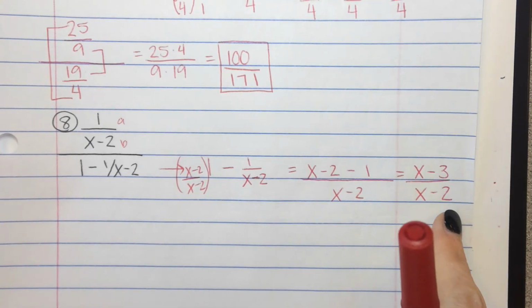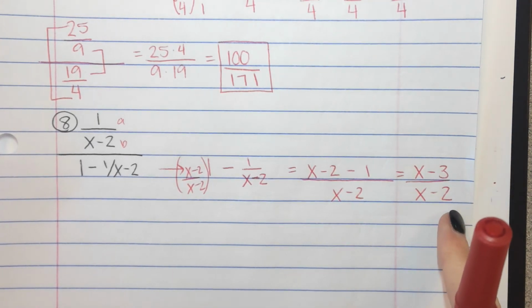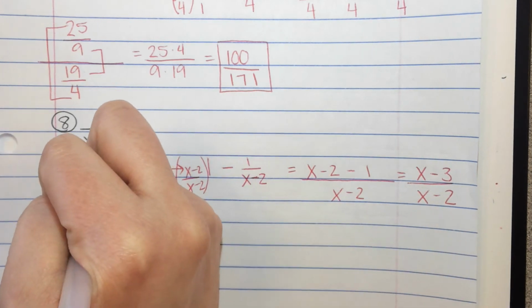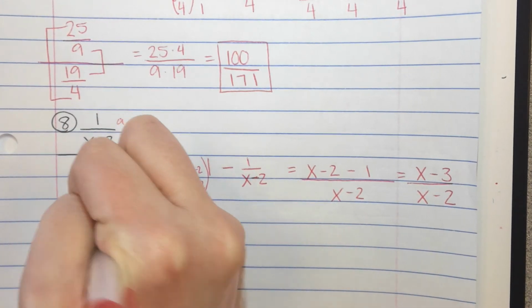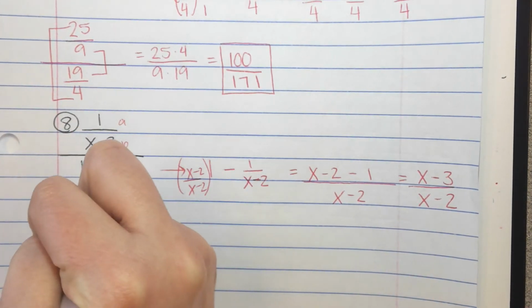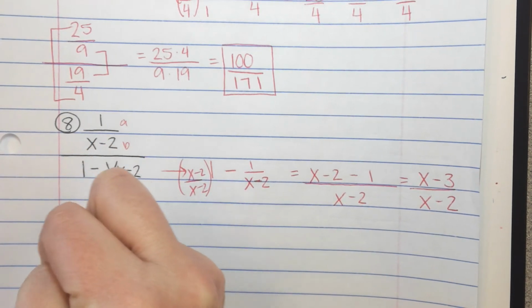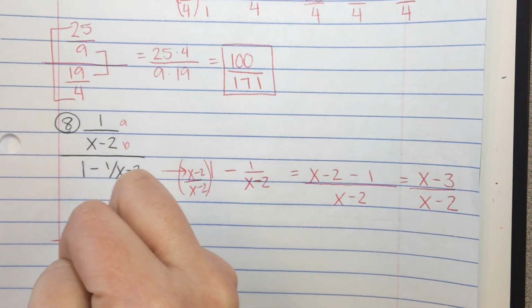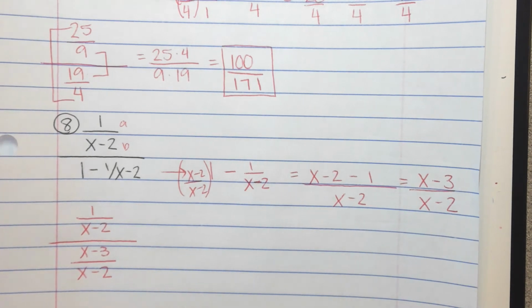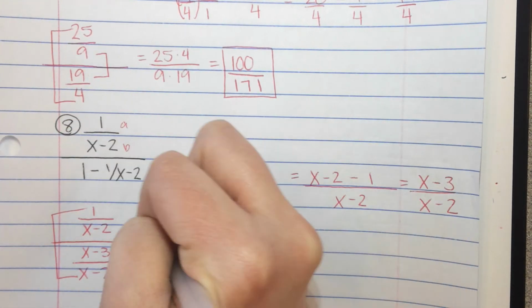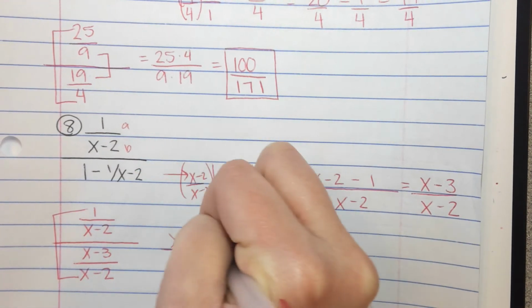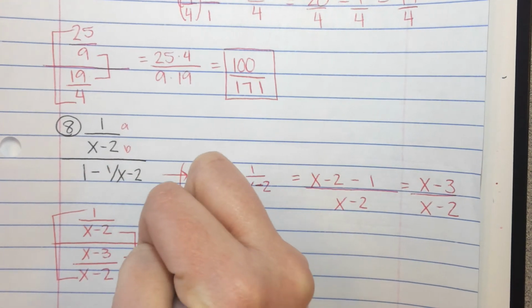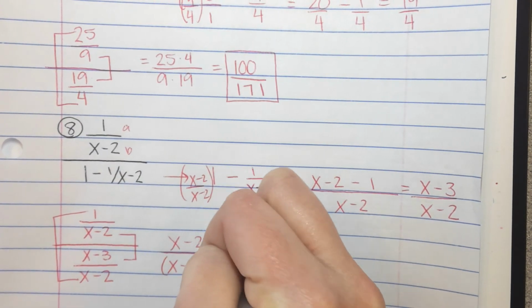Now we can put this back in the correct form. So we've got 1 over x minus 2, all over x minus 3 over x minus 2. We're going to do outsides, so that's x minus 2. We're going to do insides, x minus 2 and x minus 3.